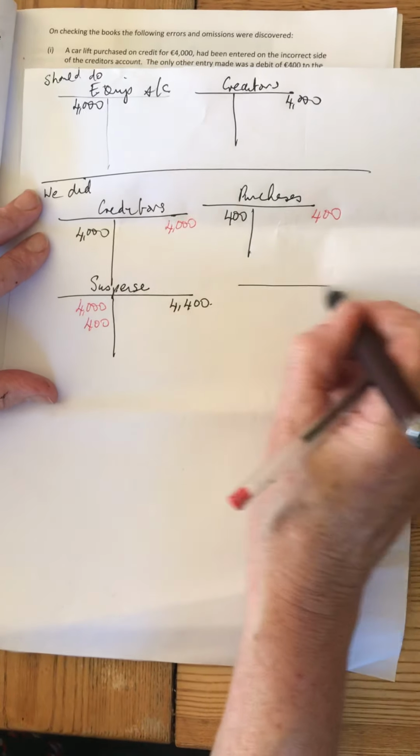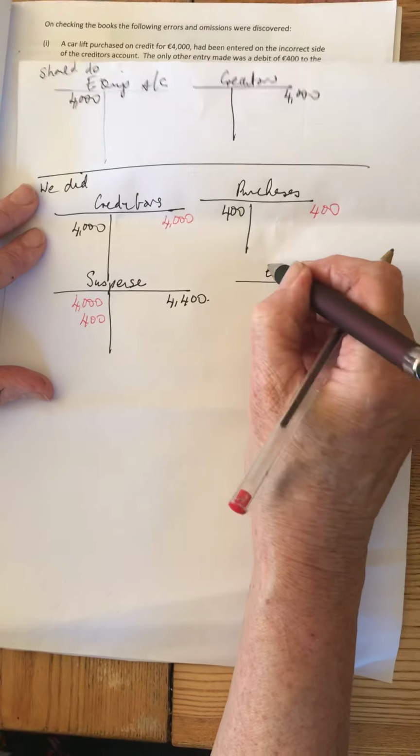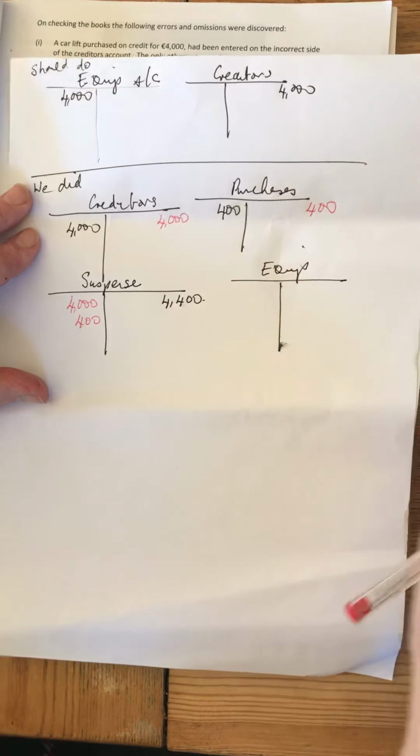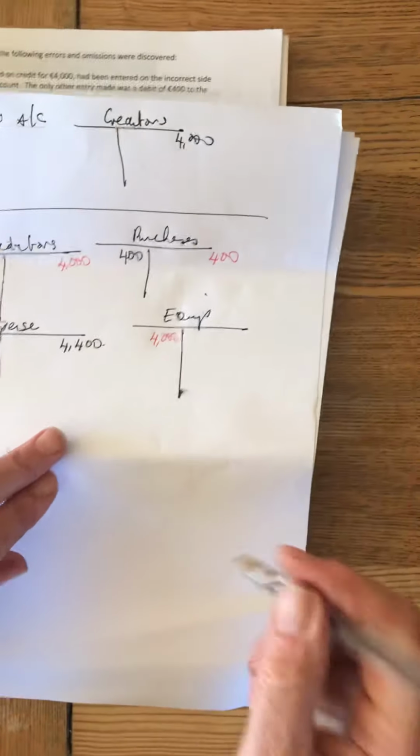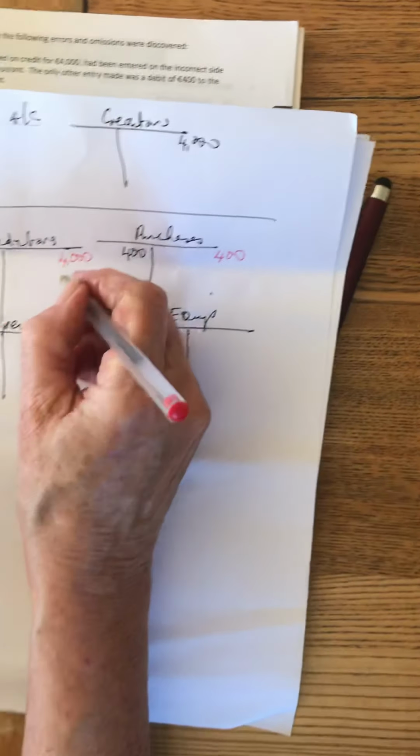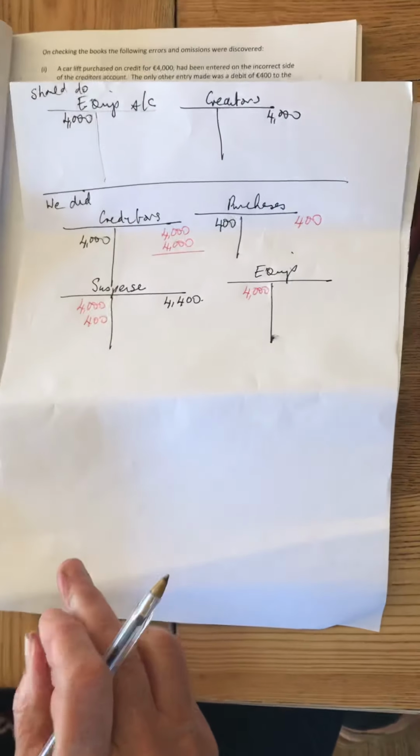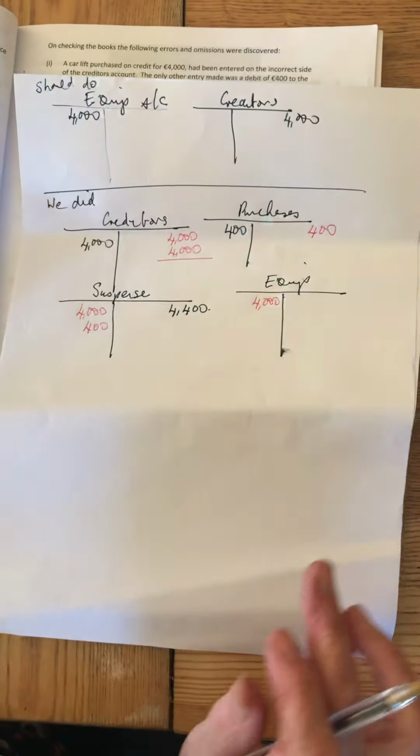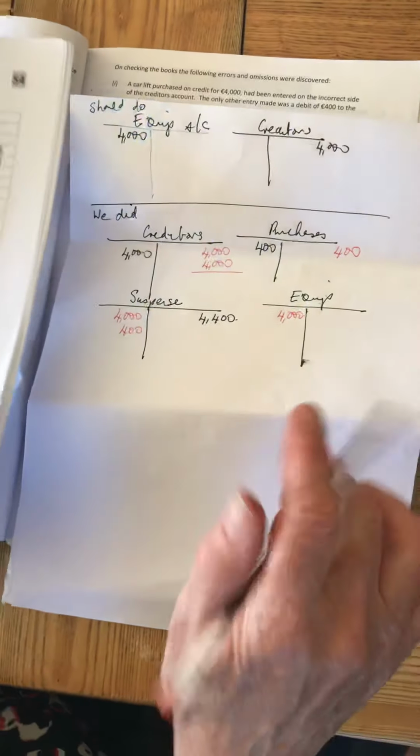Now do the right thing. Open up equipment account and debit equipment with 4,000. I'm doing all the corrections in red, and credit the creditor with 4,000. So now I will see what all of my entries are, and I will show you the journal entries for those.